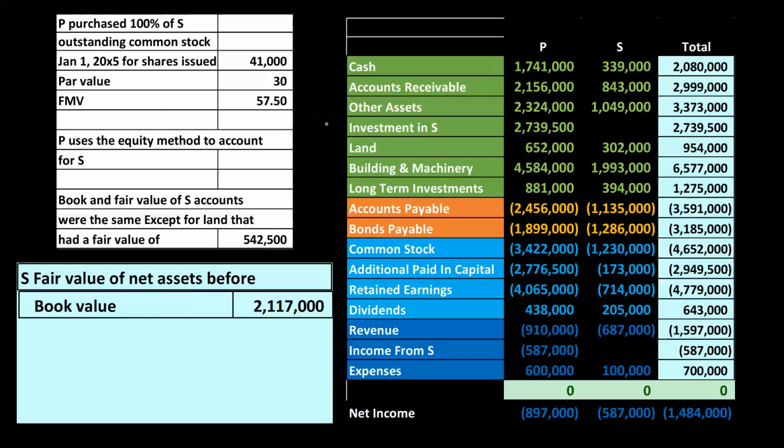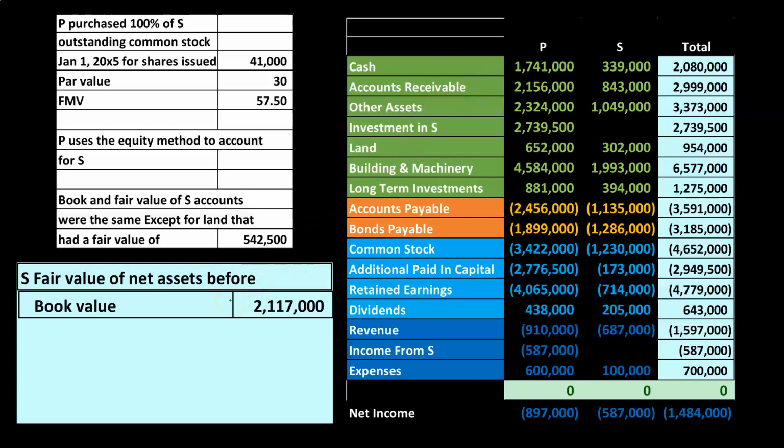Now let's consider the goodwill calculation. We're going to say that the book value is the $2,117,000. Now how did I get that number, you might say? Because in practice, where would we get that number? I would look at S's trial balance or balance sheet from the prior year. But this number that the problem is giving us is in the current year. So how can I get to this book value as of the last year?